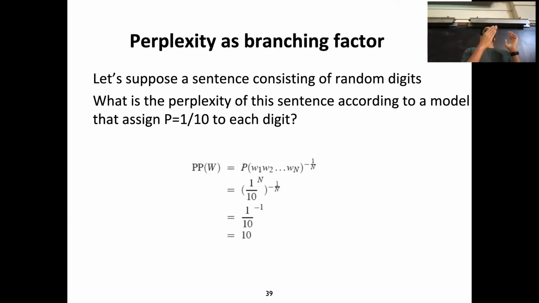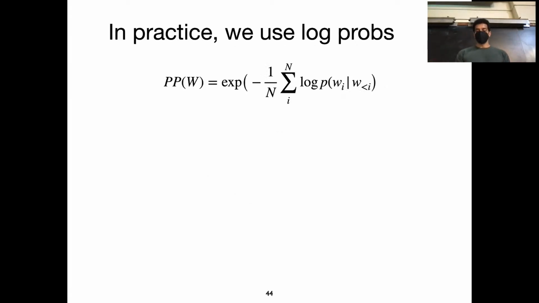So as perplexity gets lower, the probability of the held out text gets higher. And so we want a language model that has the lowest perplexity possible, as it has the least uncertainty about what is coming next. That's essentially the intuition.